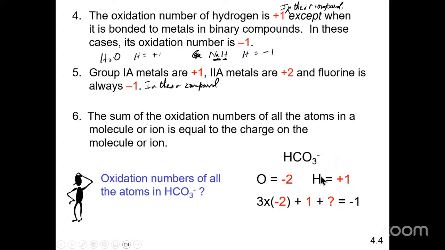-1. And therefore, all we have to do is solve for the unknown. And when we do that, you'll see that the oxidation number of carbon, based on that equation, will be equal to +4. So even though we don't know what the oxidation number of carbon is directly based on the rules, we can indirectly find it out based on rule number 6. Any questions so far? Any questions?